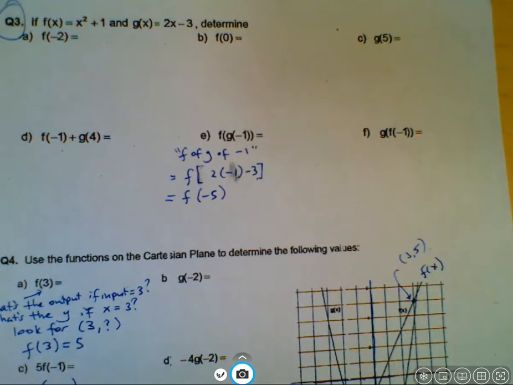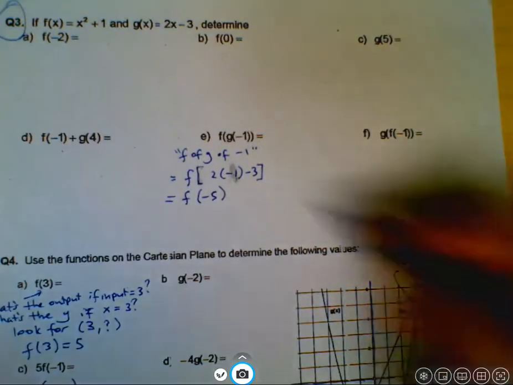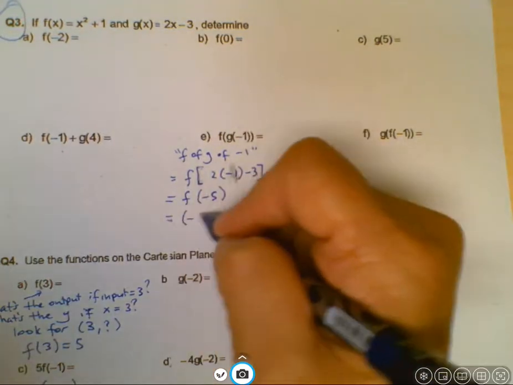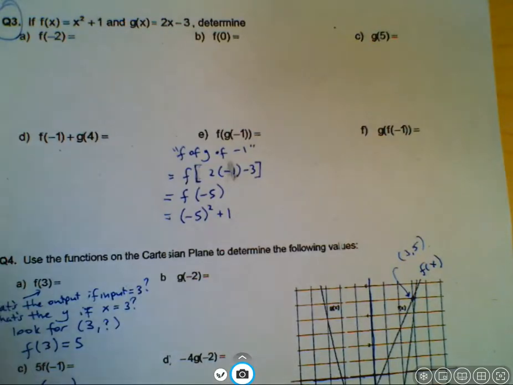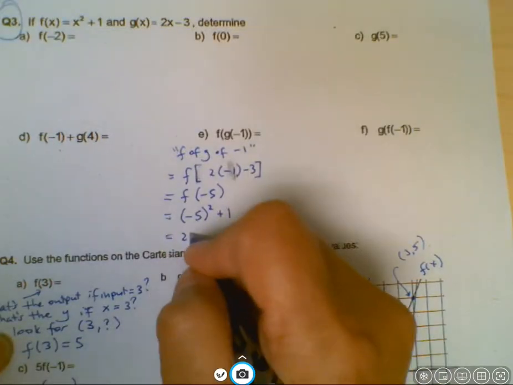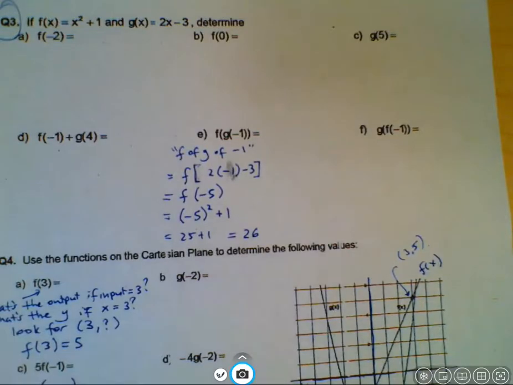Now I've got the value of the inside is negative 5, so now I want to find f of negative 5. Well, what's f? F of x is x squared plus 1. So f of negative 5 is going to be negative 5 squared plus 1. Right? Negative 5 is the input. And so that's going to be 25 plus 1, which is 26.